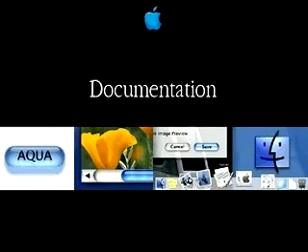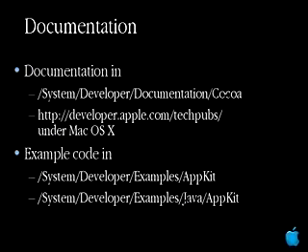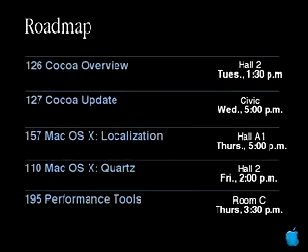Okay, so I think Becky went through the documentation. There's documentation on DP4, the release notes and so on. The release notes are really quite handy. There's documentation in System Developer Documentation, Cocoa. You can also go to the website to see if there's updated documentation in any of these areas. We have example code in both System Developer Examples App Kit and System Developer Examples Java App Kit for Java applications written with Cocoa. And here's the roadmap. Some of these talks have passed, but if you have a chance, if the facilities will provide, you can choose to review them.